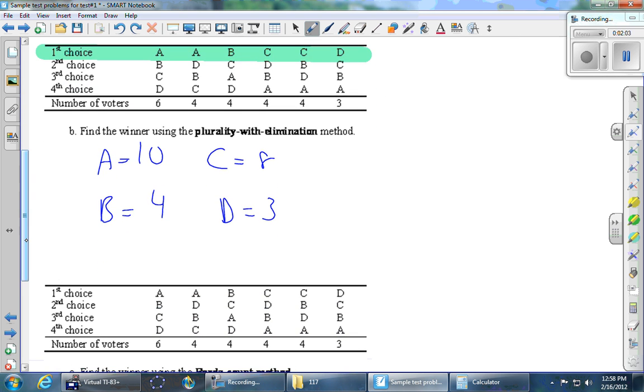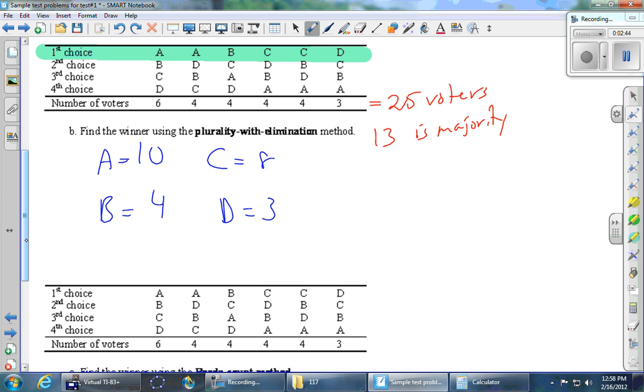And this is where things change a little bit in plurality with elimination. First thing we need to do is figure out how many votes we have total, because we're looking to figure out how many constitutes a majority. So if you add up all the number of voters, I think we should get 25. And if there are 25 voters, how many do you need to get a majority? You need more than half of 25, so 13 would constitute a majority. And now we're ready to look at these numbers in blue. Did any of our candidates have a majority right off the bat? And the answer is no.